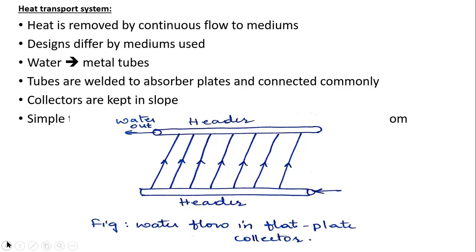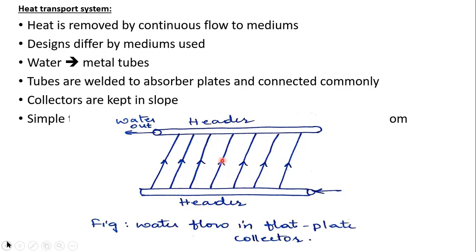Okay, see this diagram. This is the water flow in a flat plate collector. This is a header and this is a header. This is the water inflow and this is the water outflow. Here, this is a simple type of flat plate collector. The cool water enters at the bottom header. This is the bottom header, this is the top header. The cool water enters the bottom header and flows upwards through the tubes. There are tubes arranged here.